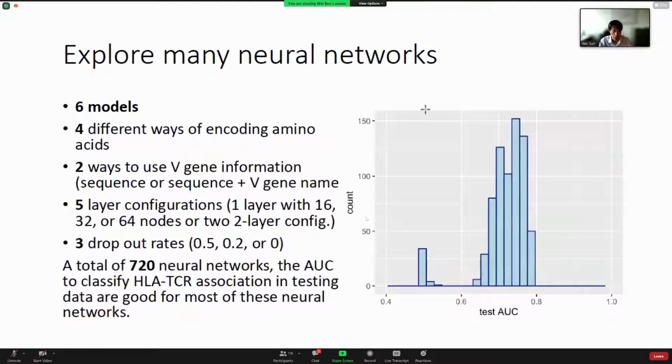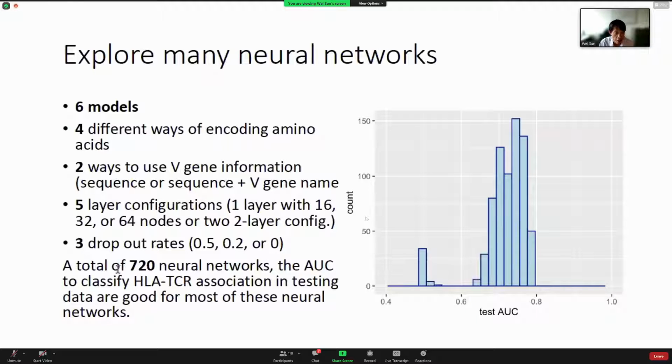With that, we look at the result. We consider 6 different model architectures, and there are also many other hyperparameters. We consider the way we encode the amino acid. We say one-hot encoding, 0, 1, but there are alternative options: you can use some biochemical property of the amino acid to encode them. There are also different ways we use the V gene in the TCR. There are CDR1, CDR2, which are part of the V gene, so there are different ways to include them. And then the layer configuration, how many neurons per layer, and the dropout rate.